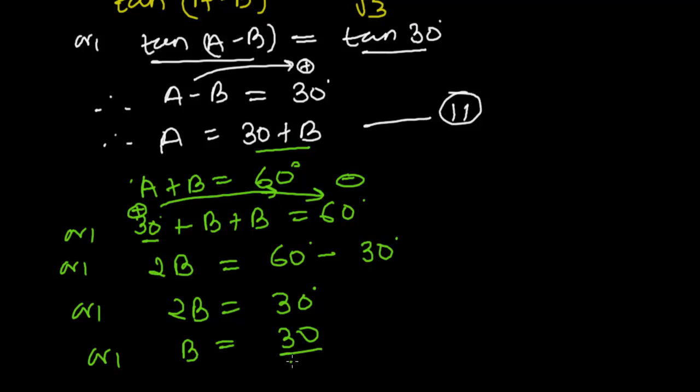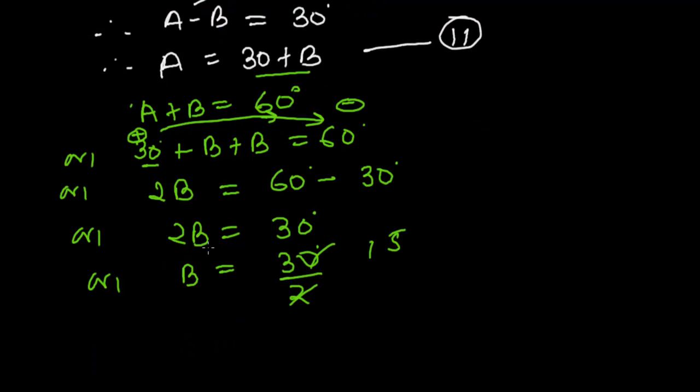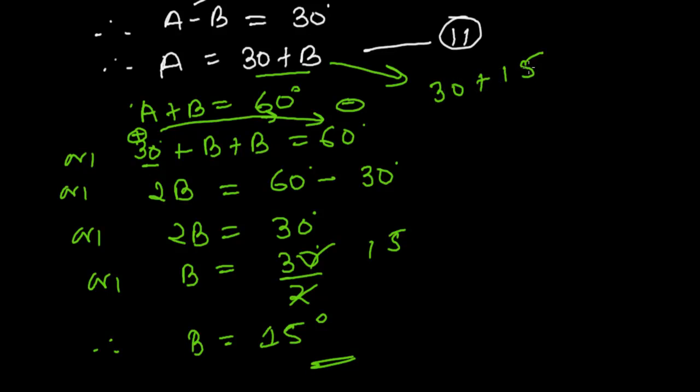Now we divide by 2, so 2b = 30 gives b equal to 15 degrees. So we got one value. Now we have to find the other value, a. We got the value of b, so we can easily calculate it. From the second equation, a equals 30 + b. So a is now 30 + 15, that is 45. Like this we have to solve.